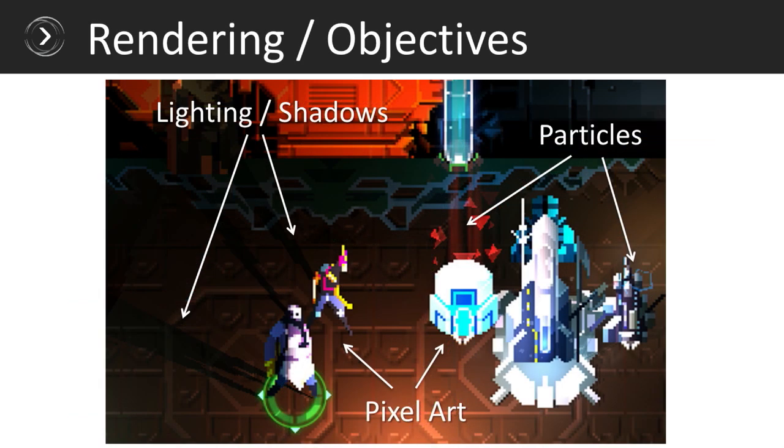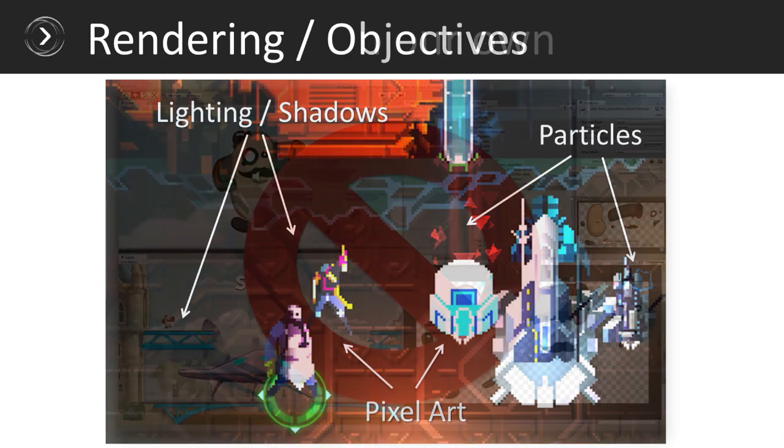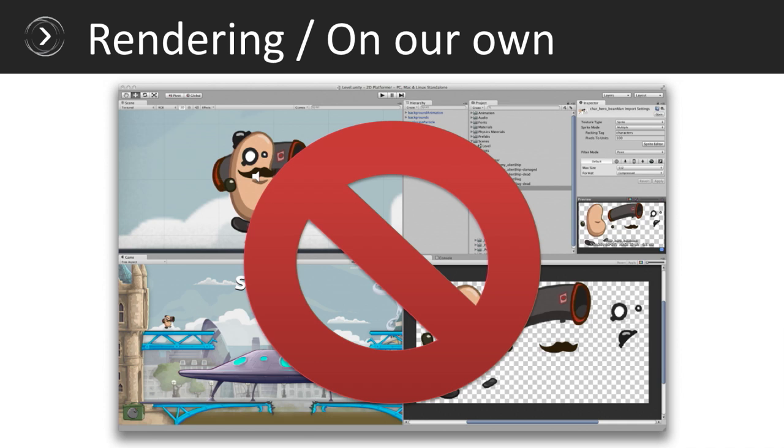So the objectives of the game were to get pixel art, obviously, dynamic lighting and shadows. I'm not sure it's easy to see here, but anyway. And we also have more modern stuff like particle systems. One thing to know is that at the time we started the project, we didn't have any 2D pipeline or asset store plugin that would match our needs. So we had to develop our own sprite and sprite animation system.